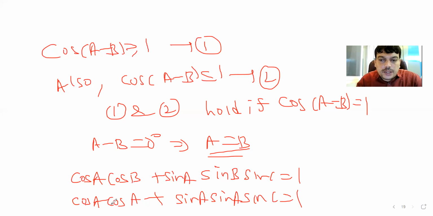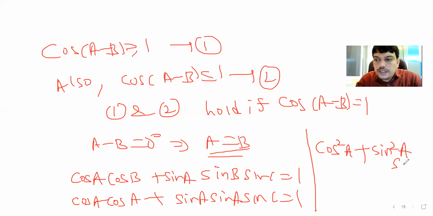So cos A into cos A will be cos square A. So you can have cos square A here plus sin A into sin A, sin square A. So sin square A into sin C equal to 1. So now you bring this cos square A to the right hand side, it becomes minus. So how do we write this? So we therefore say sin square A into sin C equal to 1 minus cos square A.